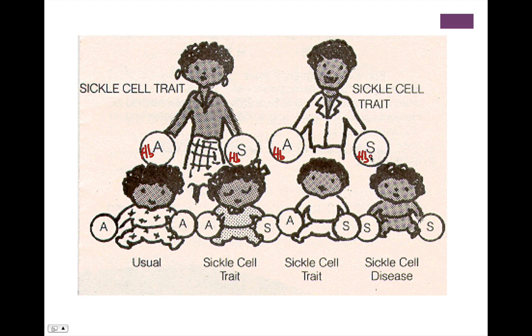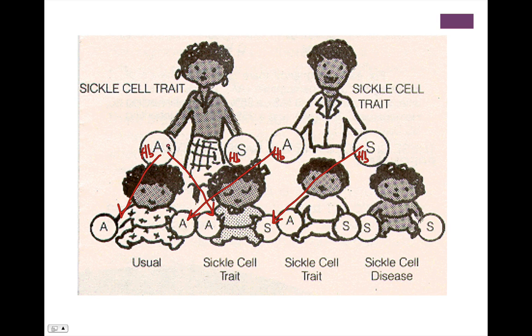Okay, so there's the allele. And due to Mendel's law of segregation, we know that in each case, one of the alleles is donated to an offspring. So this baby here gets the normal allele from each parent. This baby here is getting one of each.